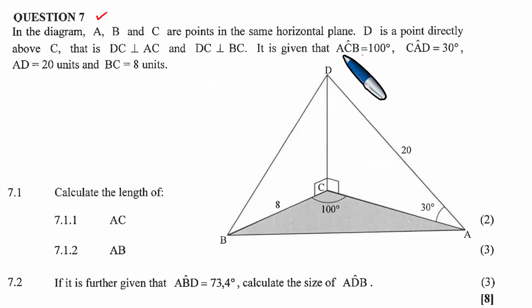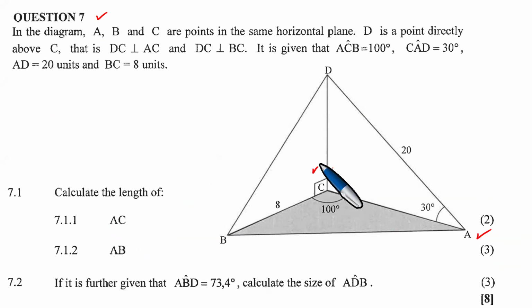It is given that angle ACB is 100 degrees, angle CAD is 30 degrees, AD is 20 units, and BC is 8 units. Now, calculate the length of AC.